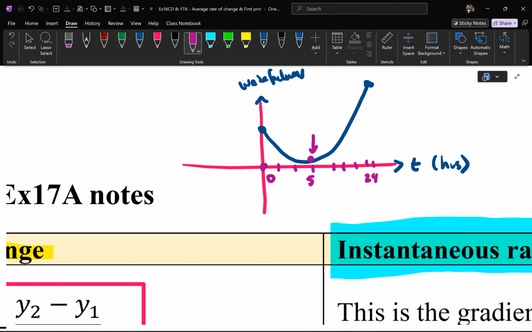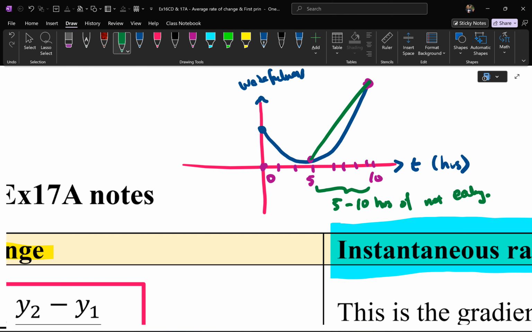If I asked you, what is the average rate of your wakefulness? We can talk about from 5 hours to, let's just change it to 10 actually. 10 is just a nice double. 5 to 10. I'll do another line. So between 5 and 10 hours of not eating, how long is that duration? 5 hours. Now, how did you know that? You did 10 minus 5 on the x-axis.